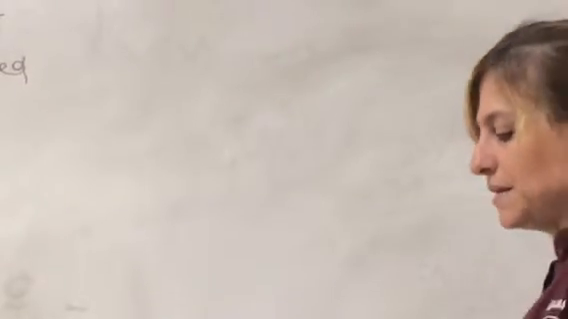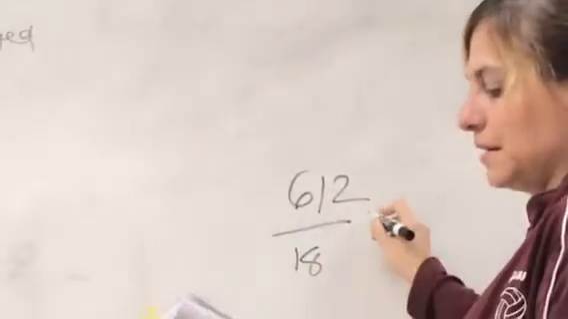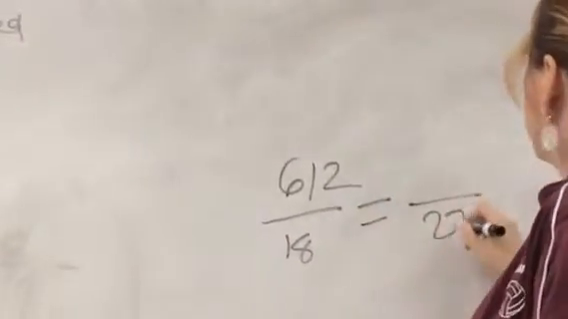Okay, the very last one. It says, if a man can drive 612 miles in 18 hours at the same rate, how many miles can he drive in 27 hours? And you can see in your book on this page, it says miles over hours equals miles over hours. So if you can drive 612 miles over 18 hours, then how much can you drive in 27?